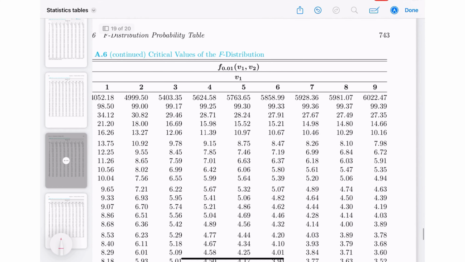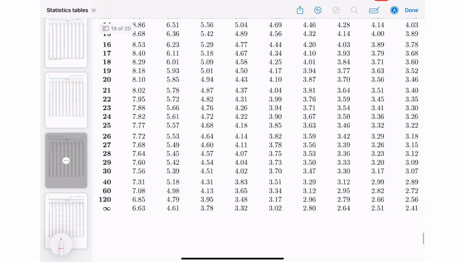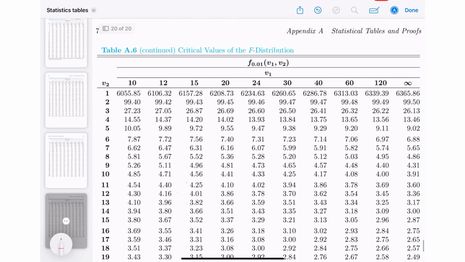0.01 when V1 is 14 and V2 is 11. If you look at this table, 14 is not inside. We have 12 and 15, but what we can do is just make an approximation.